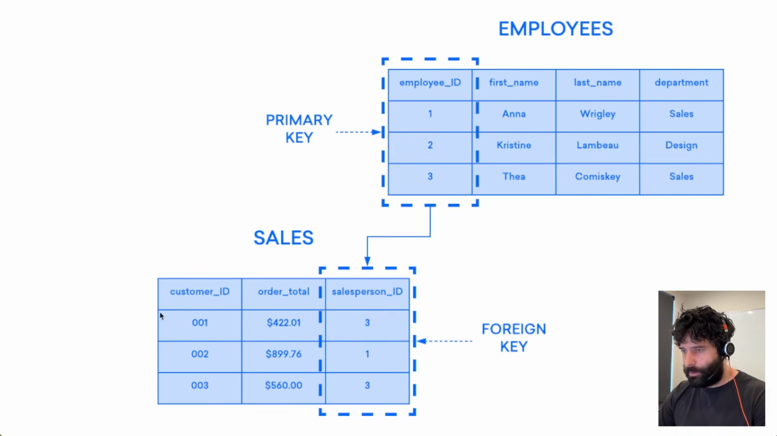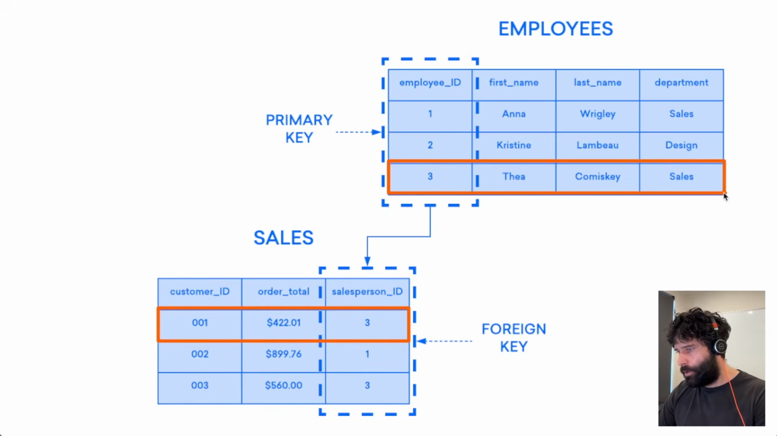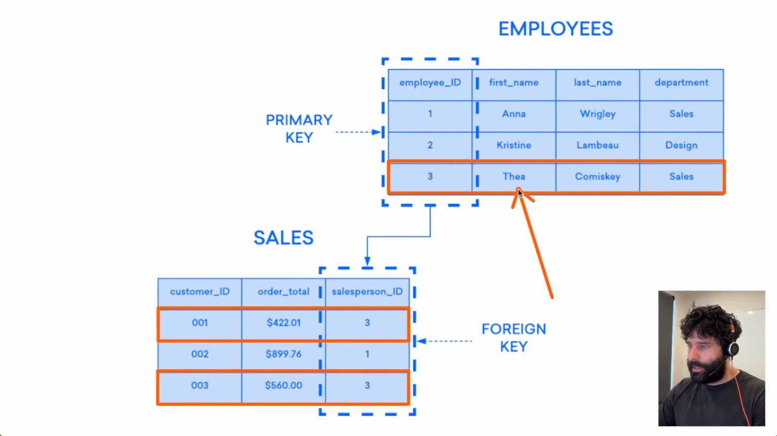So in this case, we have this specific record: customer ID of 001, order total of 422, and salesperson ID. In this case, it's going to be Thea who is responsible for that first order. And then if we go down the table, we can see that the second order that's been placed has the salesperson ID of 1, so that's Anna. And then over here, the third order that's been placed has the salesperson ID of 3 once again, which means that Thea has been placing multiple orders for our business.